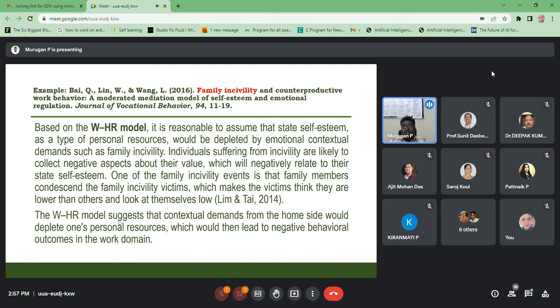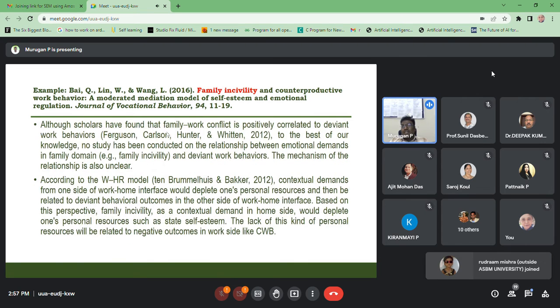The work-home resources model suggests that contextual demand from the home side would deplete one's personal resources, which would then lead to negative behavioral outcomes in the work domain. Although scholars have found that family-work conflict is positively correlated to deviant work behaviors, according to this citation, to the best of our knowledge, no study has been conducted on the relationship between emotional demands in the family domain, that is family incivility, and deviant work behaviors. The mechanism of the relationship is also unclear.